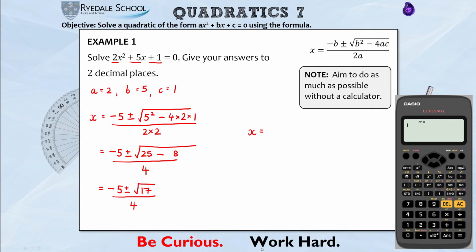So I'm going to start by doing the positive solution. And the positive solution is when I press the plus button. So you'll see me typing this now. So I've got -5. So I'm going to type -5 plus the square root of 17. And I'm going to press equals at this stage. And now I'm going to type divide by 4.